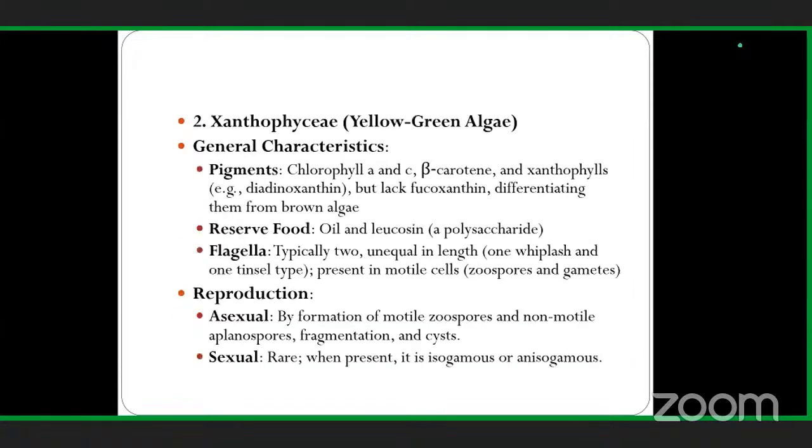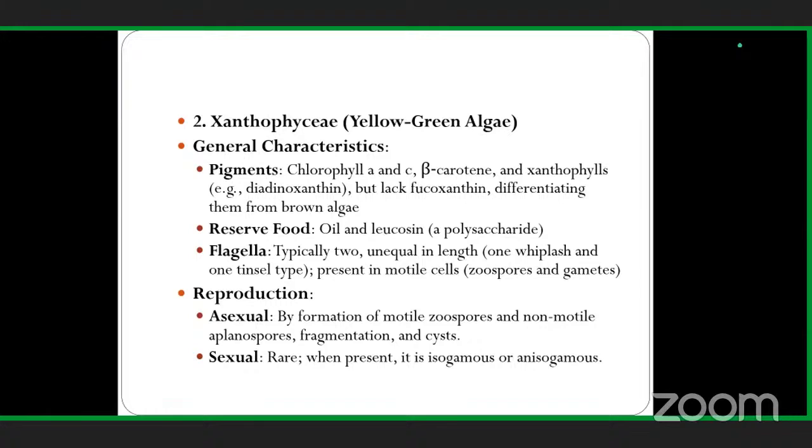Next is Xanthophyceae, that is yellow-green algae. The general characteristic of Xanthophyceae, number 1, is pigmentation. Here you will see chlorophyll A and chlorophyll C. In the earlier case, that is in Chlorophyceae, you have seen that chlorophyll A and B is present. But in Xanthophyceae, you will see chlorophyll A and chlorophyll C, and beta carotene and xanthophylls are also present.